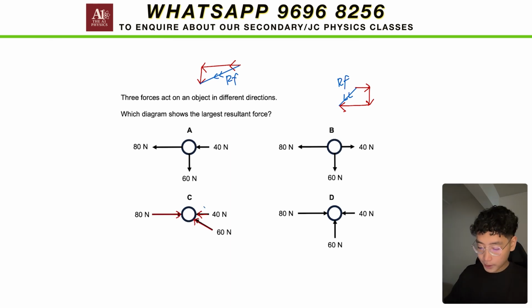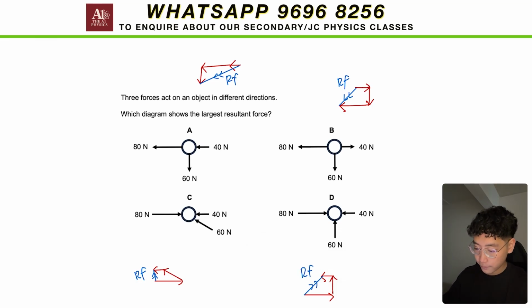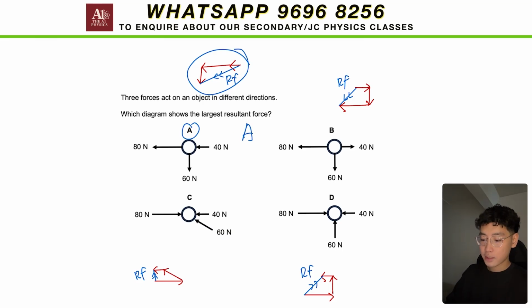So for C, it'll be like this. Connect the forces like a snake, and this is my resultant force of C. Right, for D, it'll be like this. I connect the forces like a snake, then I draw a line from the start to the end. That's my resultant force of D, right? So we can see over here, out of all these options, the one with the largest resultant force is option A over here. So the answer for this question is A.